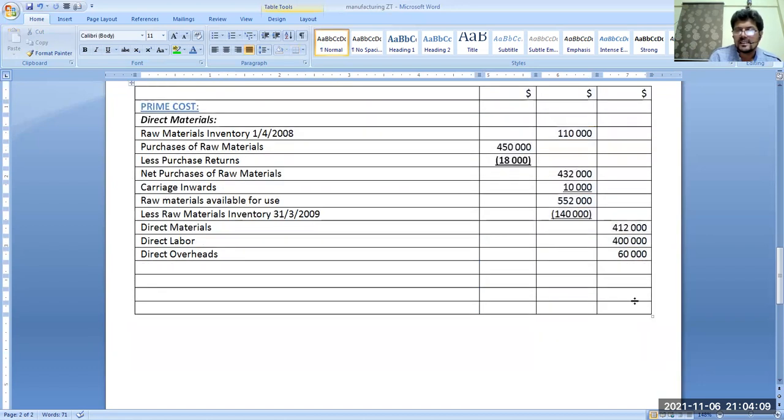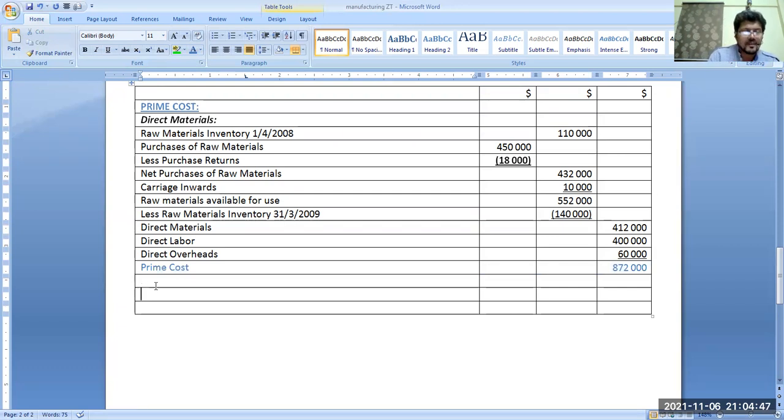Now we have to add all these 3 direct costs: direct material, direct labor, and direct overhead. So that becomes the formula also. $872,000 is your prime cost. Got it? This is your prime cost.